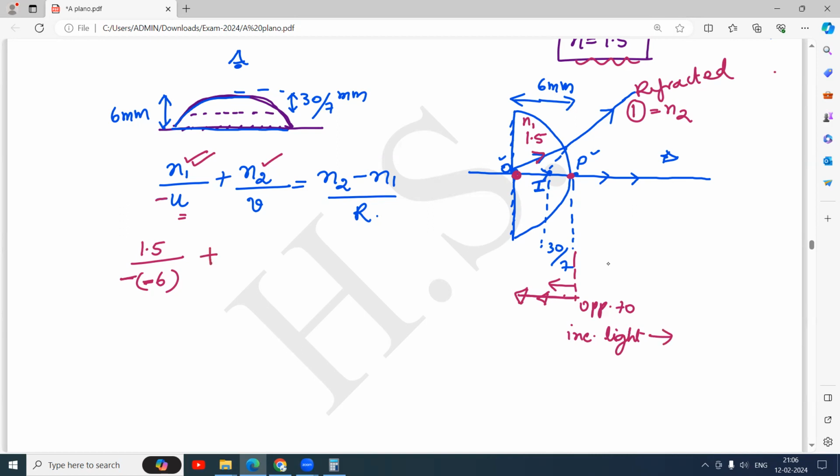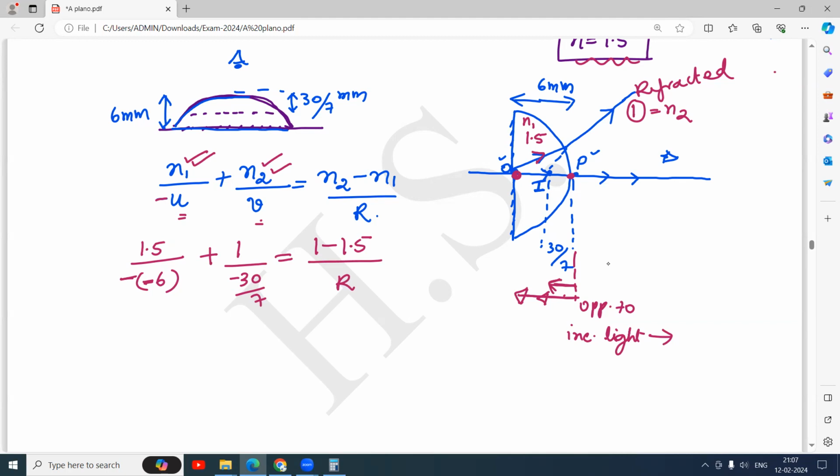Plus refractive index of the medium where refracted rays are present, that is 1 by image distance. Image appears to be at 30 by 7, whose distance is also measured opposite to the direction of incident light. So it is minus 30 by 7, because it is also opposite to the direction of incident light, is equal to N2 minus N1 by radius of curvature. Radius of curvature is this one. It's a radius of curvature we don't know. So we get it as the formula gives the answer.